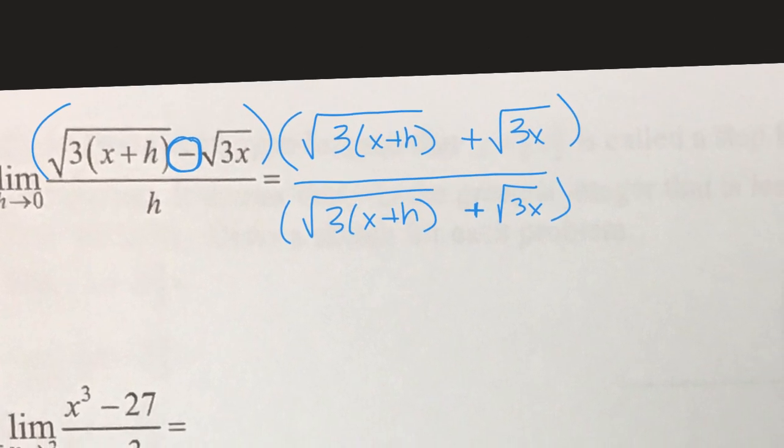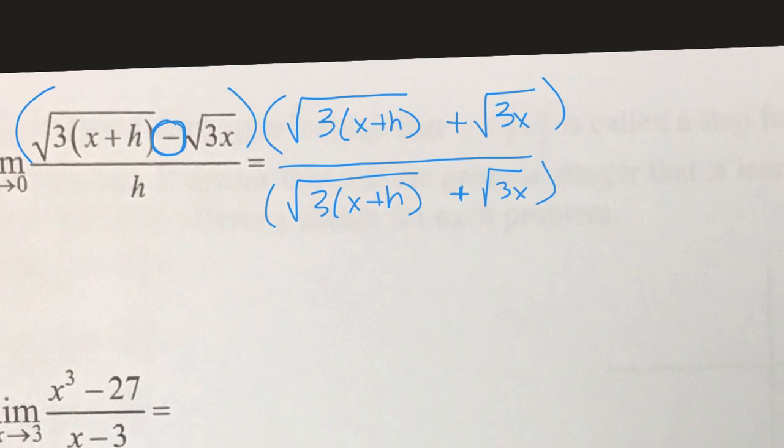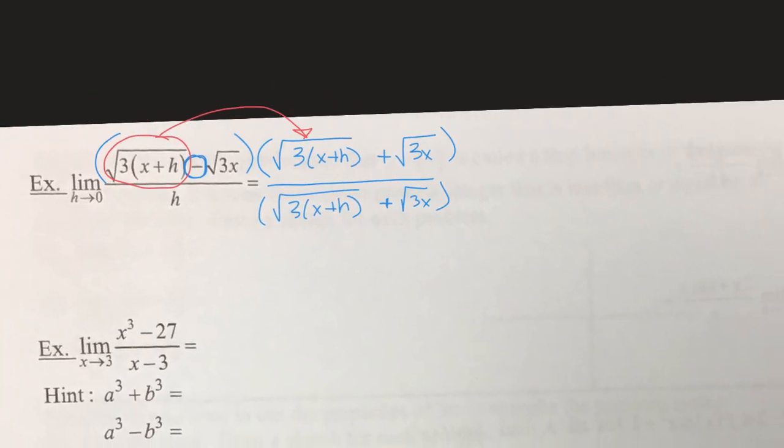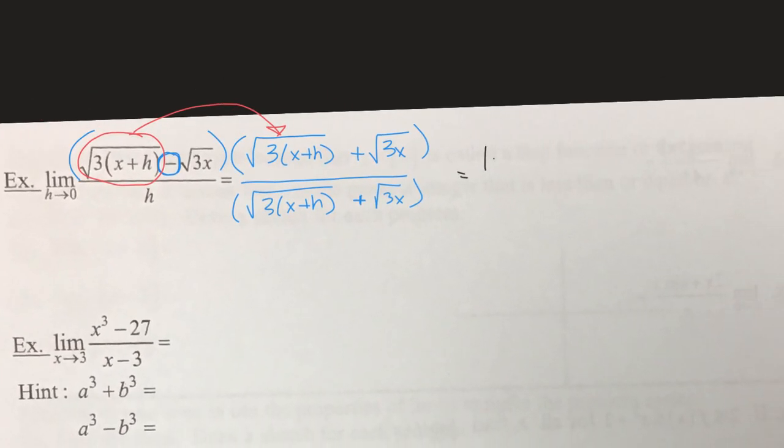So let's do some distribution in our numerator. We're going to take our first term, the square root with the plus h, and multiply it by the first term. Anytime you multiply a radical by itself, those radicals cancel out, so we still just have the argument, what's underneath the radical. Formally, we would still write the limit as h approaches 0 of, this becomes 3 times x plus h. The radical goes away, and we're left with the radicand.